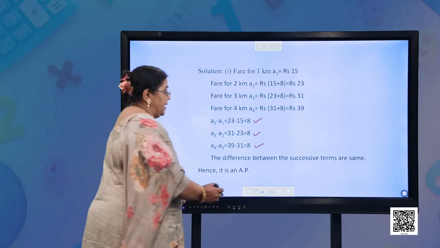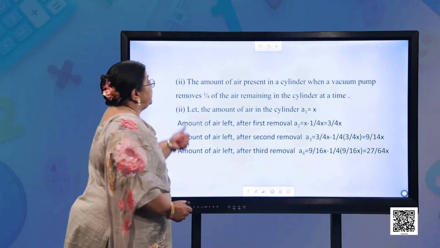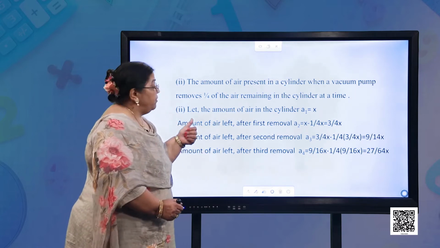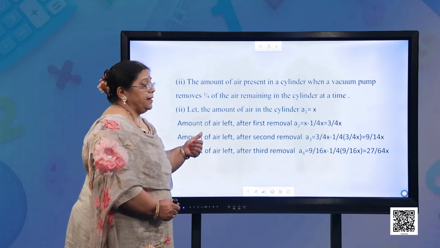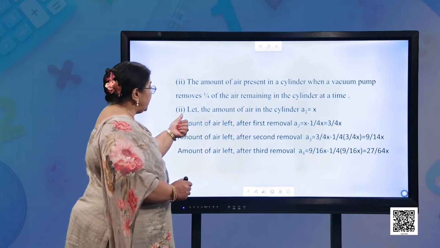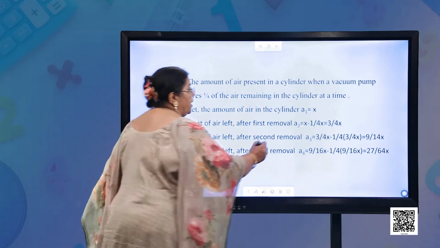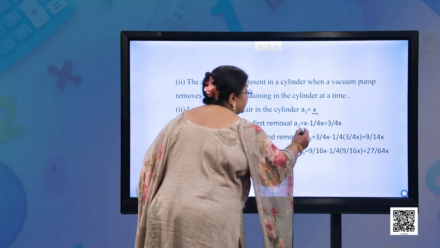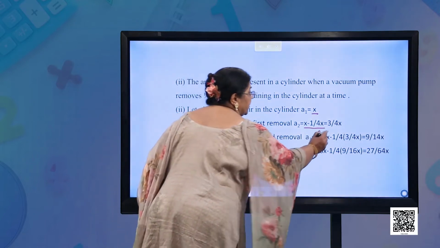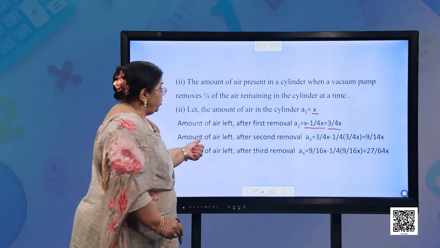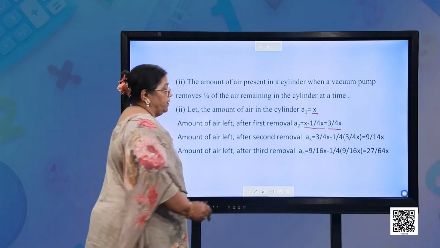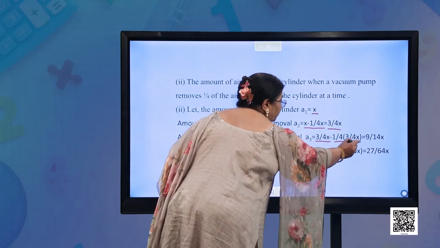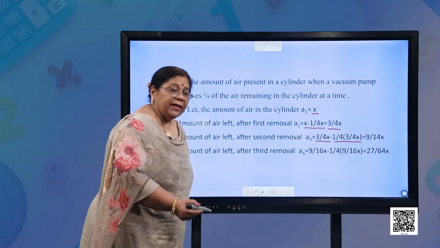Is it clear? Let us see the next one. The amount of air present in a cylinder when a vacuum pump removes 1/4 of the air remaining in the cylinder at a time. Let the amount of air in the cylinder, A1, be x. Amount of air left after first removal is x minus 1/4 x, that is 3/4 x. Amount of air left after second removal, that is A3, is 3/4 x minus 1/4 of 3/4 x, which is 9/16 x.